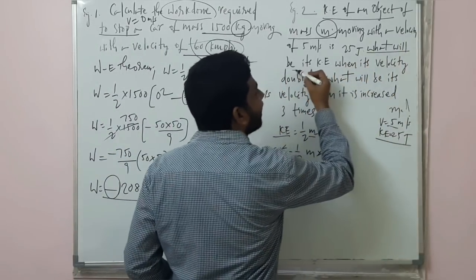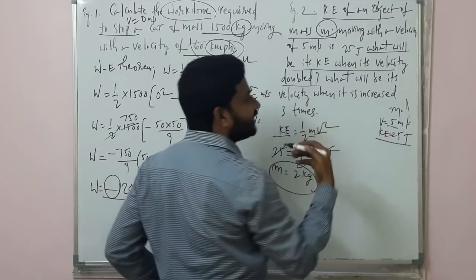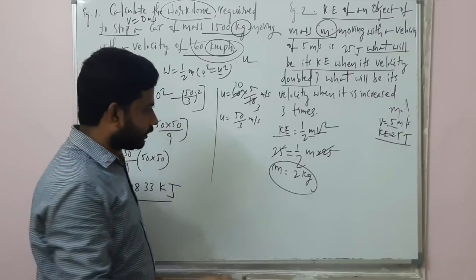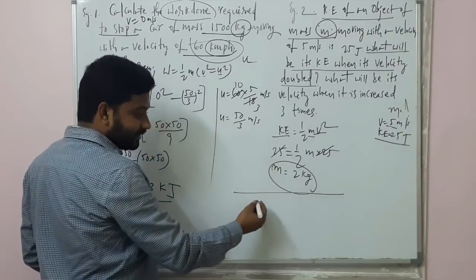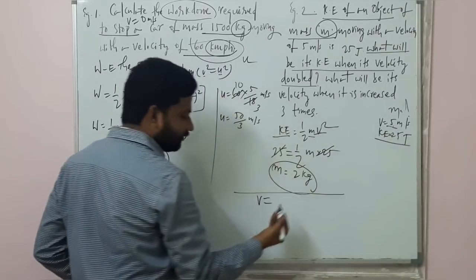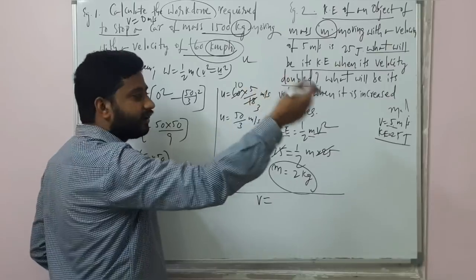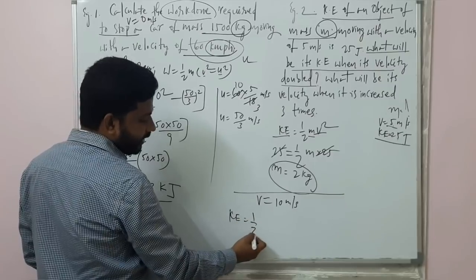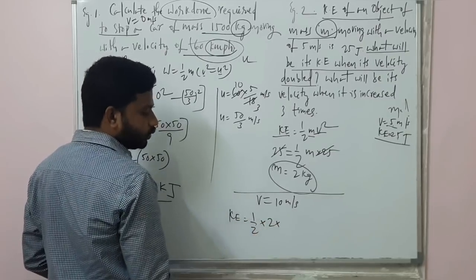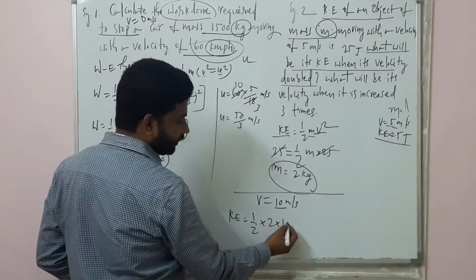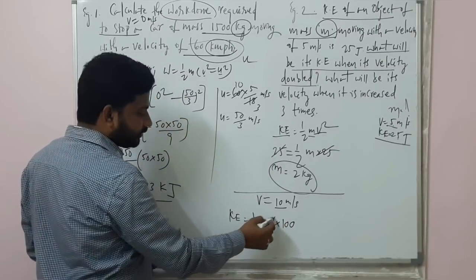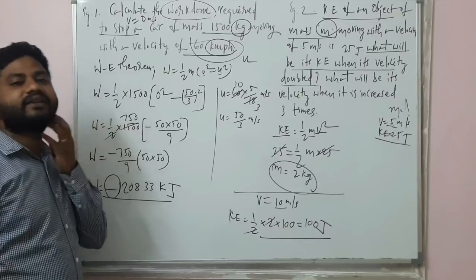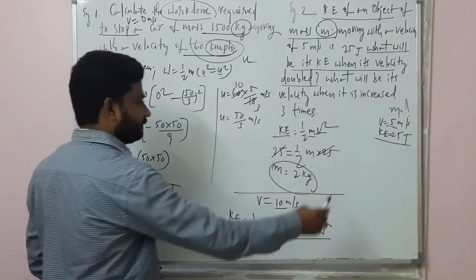What will be its kinetic energy when the velocity is doubled? The mass of the object will remain the same. Velocity is doubled means the initial velocity is 5, and now the velocity is doubled, 2 times, that means 5 into 2. It's 10 meters per second. Let's find the kinetic energy. Kinetic energy is half into mass, which is 2, into v square, 10 square, which is 100. The 2 cancels, so it's 100 joules. The kinetic energy is 100 joules.